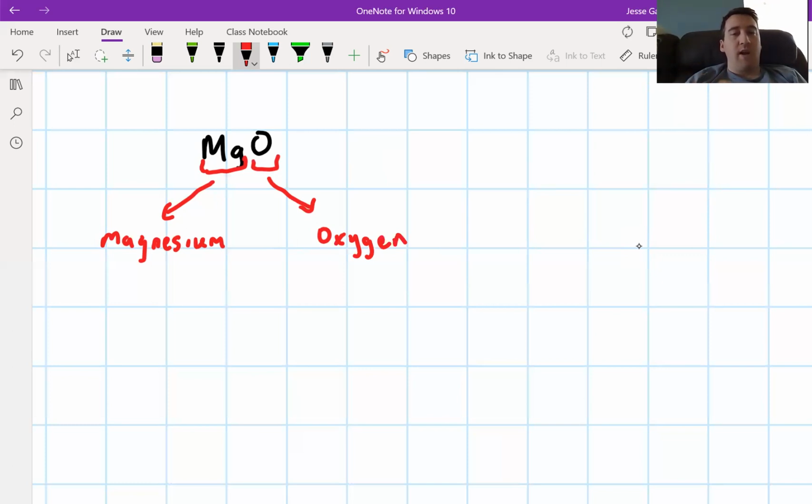All right, so what else do I know? I'm looking for numbers. I'm not seeing any numbers. There are no subscript numbers. So what does that tell me? There is 1 Mg, 1 magnesium, and 1 oxygen atom. So 1 magnesium for every 1 oxygen atom. That's basically what's going on here.